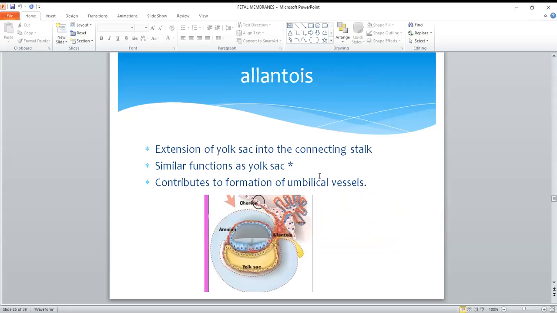Now let's go to the allantois. The allantois is the extension of the yolk sac into the connecting stalk. So this is the allantois. It's just a connection of the yolk sac into the connecting stalk, so it has similar functions to the yolk sac. I've put a star, but it's an extension. Basically, it has similar functions, and it also contributes to formation of the umbilical vessels.